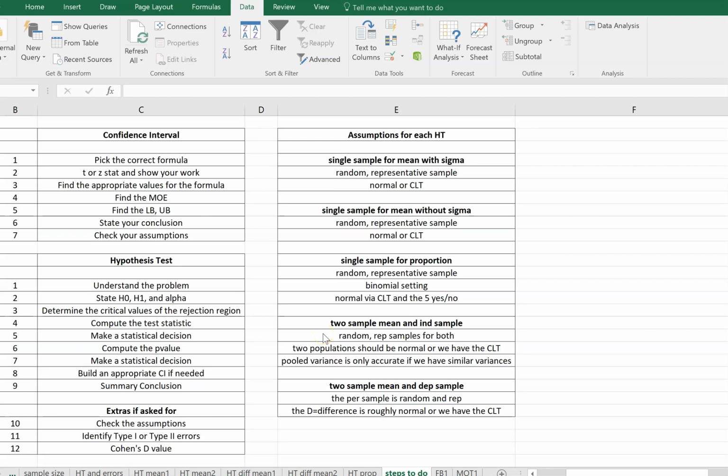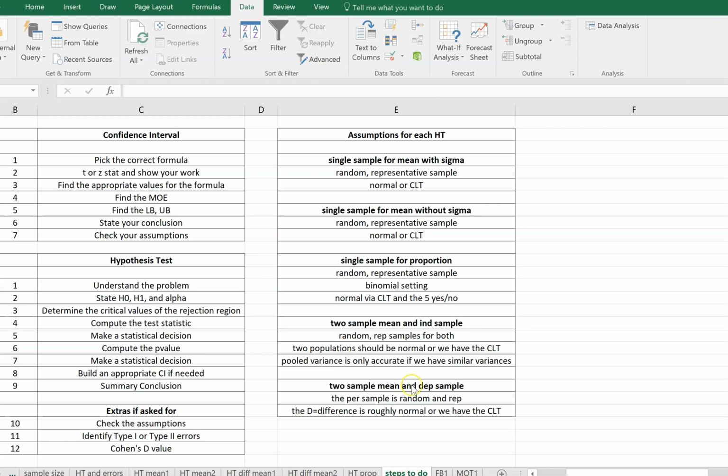We need random representative samples. I'm hoping whoever collected the data collected it randomly. Got it. 2, we need to talk about the populations being normal or having the central limit theorem to help us or guide us. 3, the pooled variance is only accurate if we have similar variances. So if we're worried that the variances are too far apart, too different, we could also do an F test for the variance to guarantee that.